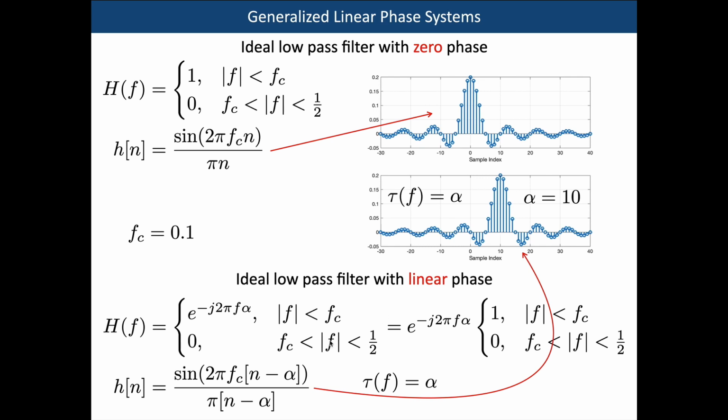So this function has the form of generalized linear phase. And when we do the inverse Fourier transform to calculate the impulse response, we get a sinc function, but now it has a delay of alpha. So when we multiply in the frequency domain by e to the minus j 2 pi f alpha, in the time domain, that gives us a delay of alpha. This is just the time delay property of the Fourier transform, really, that is what's going on here.